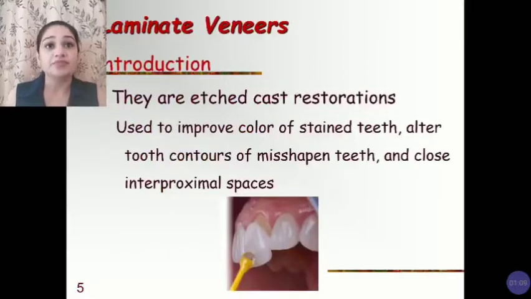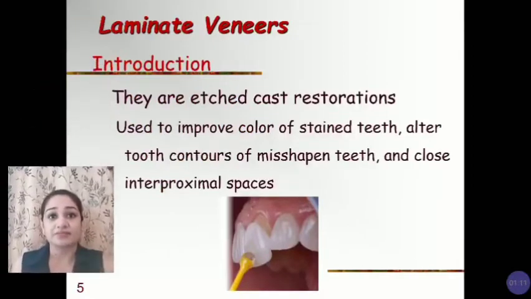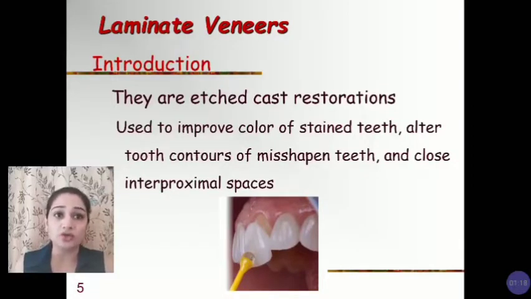So let us see. As the name suggests, laminate veneers are etched cast restorations used to improve color of stained teeth, alter tooth contours of misshapen teeth, and close interproximal spaces. In the photo, we can see the laminate veneer.